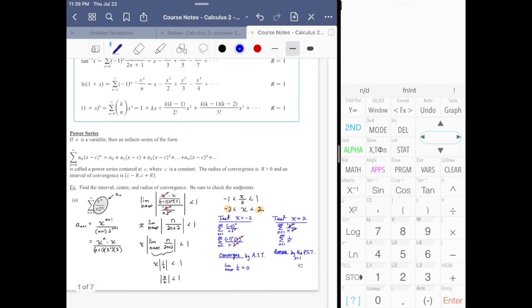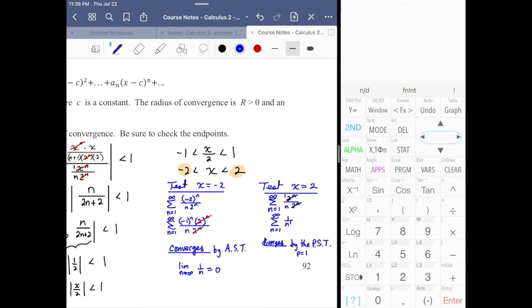All right, so it says find the interval, center, and radius of convergence. So the interval of convergence is going to be going from, well, the negative 2 is part of the interval. So negative 2 less than or equal to x. The positive 2 is not part of the interval.